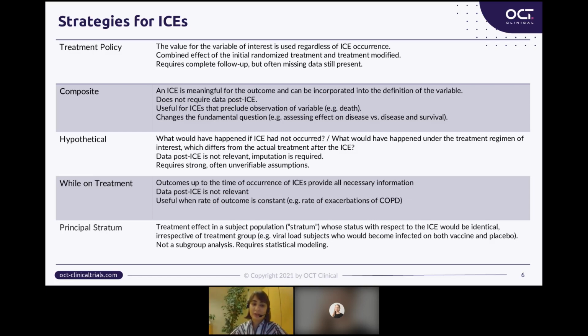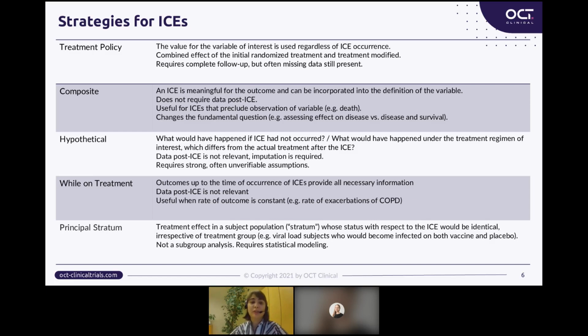Hypothetical strategy aims at answering the question, what would the treatment effect be if the intercurrent event had not occurred? For example, if all patients remained on the initially randomized treatment, did not receive rescue, etc. It is useful when the intent is to assess efficacy and adherence separately. However, implementation of this strategy requires strong and often unverifiable assumptions. It is important to explicitly state what hypothetical scenarios are being considered.